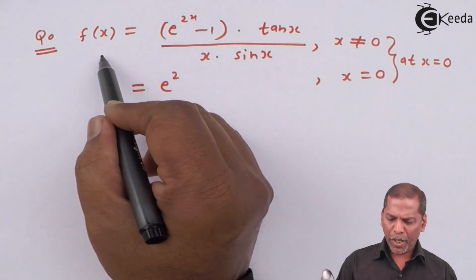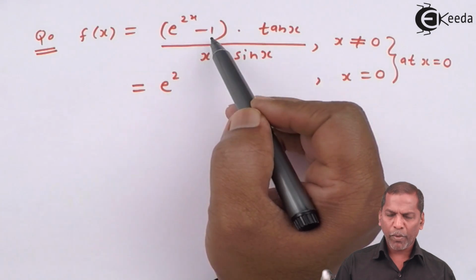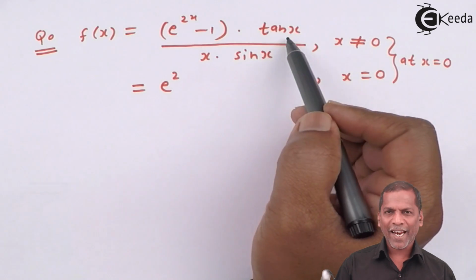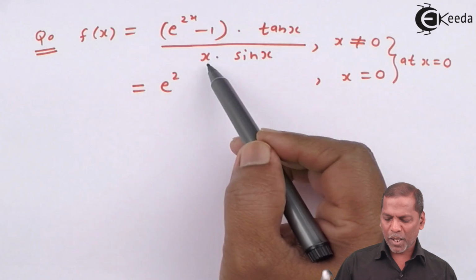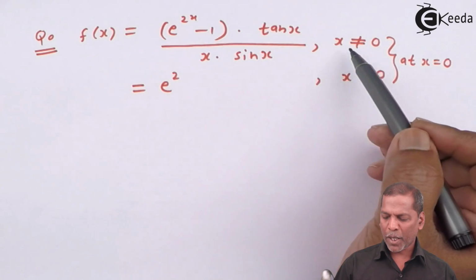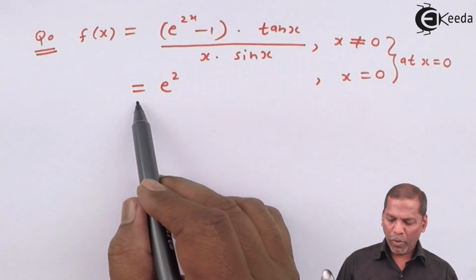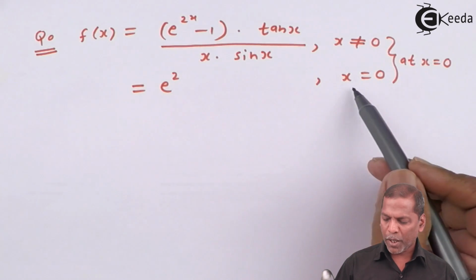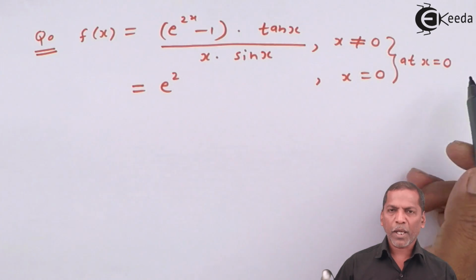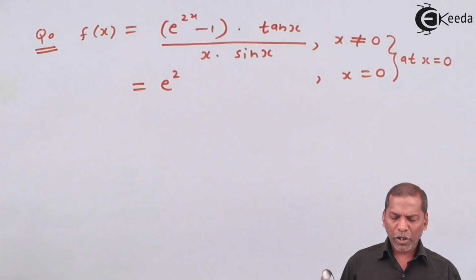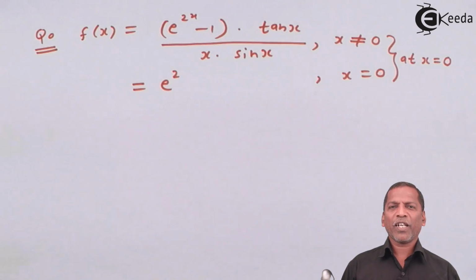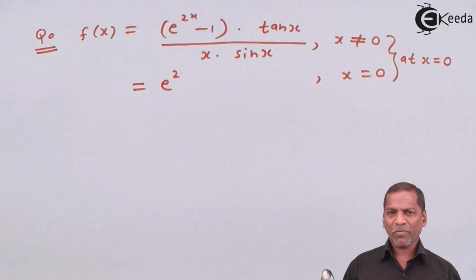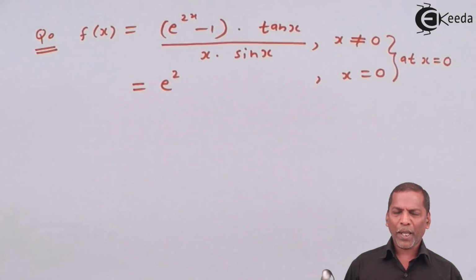The question is: f of x is equal to (e raised to x minus 1) into tan x, whole thing divided by x into sin x, for x not equal to 0, and is equal to e square for x equal to 0, at x equal to 0. In this question, first of all, we check whether the given function f of x is continuous or not. And secondly, if it is discontinuous, we have to check whether the discontinuity is removable or not. Now let's see the solution.